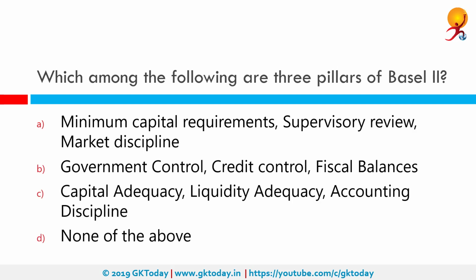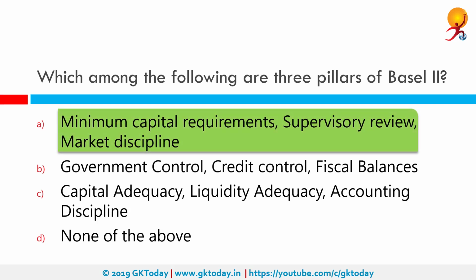Which among the following are the three pillars of Basel II? The correct answer is minimum capital requirements, supervisory review, and market discipline. Basel II is an international business standard that requires financial institutions to maintain enough cash reserves to cover risks incurred by operations. The Basel Accords are a series of recommendations on banking laws and regulations issued by the Basel Committee on Banking Supervision.